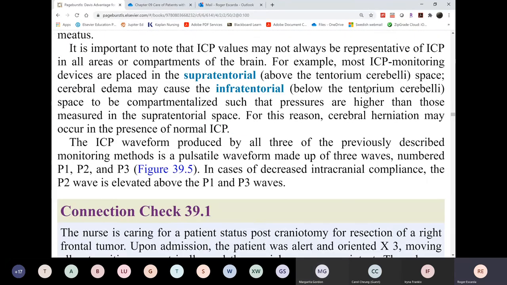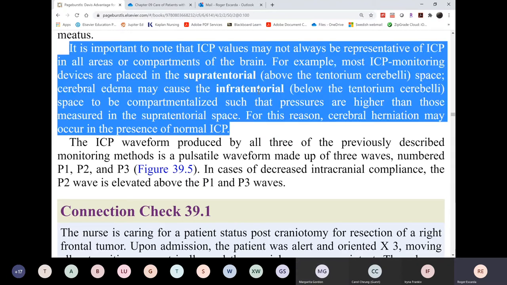Okay, so this part here explains why you need to distinguish between supratentorial versus infratentorial, because that will determine which part of the brain will most likely herniate.